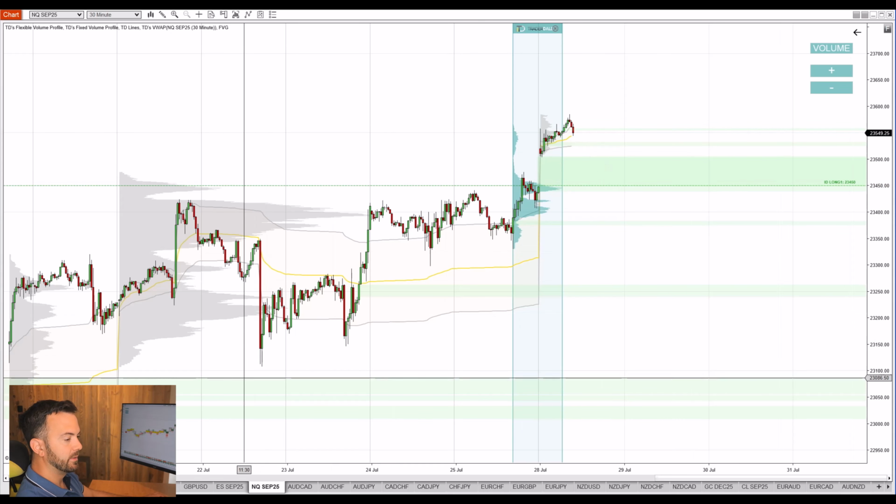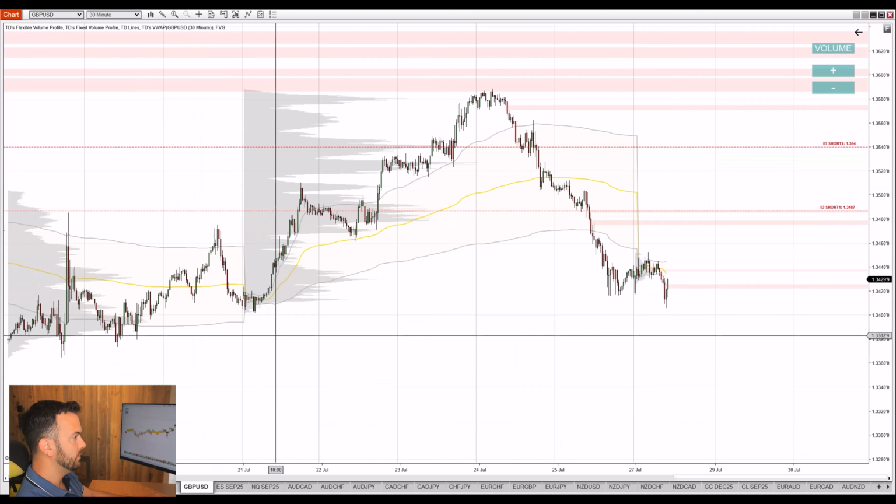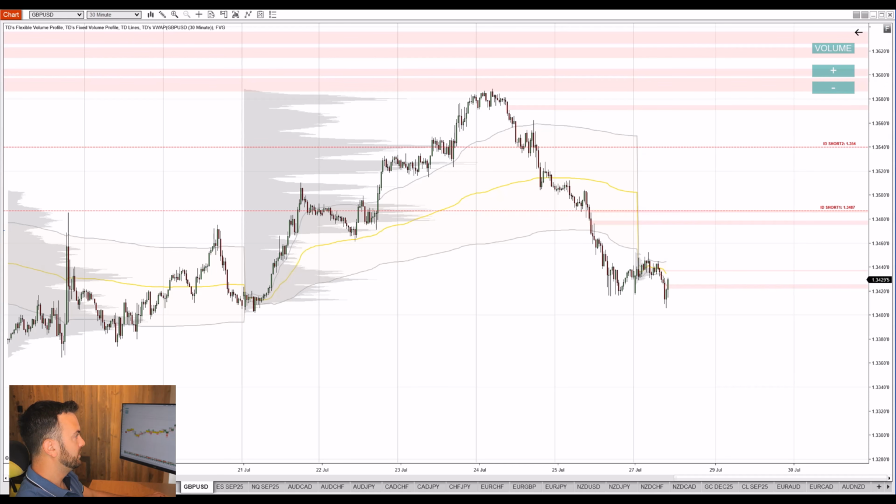Now let me go to the British pound US dollar, and in here what I want to show you is a setup that I like to trade when the price is trending. I call this setup the trend setup. It's also a volume profile setup, and goes like this. You need to see a trend at first, like this one, right? By the way, this is a 30-minute chart of the British pound. You need to see that trend.